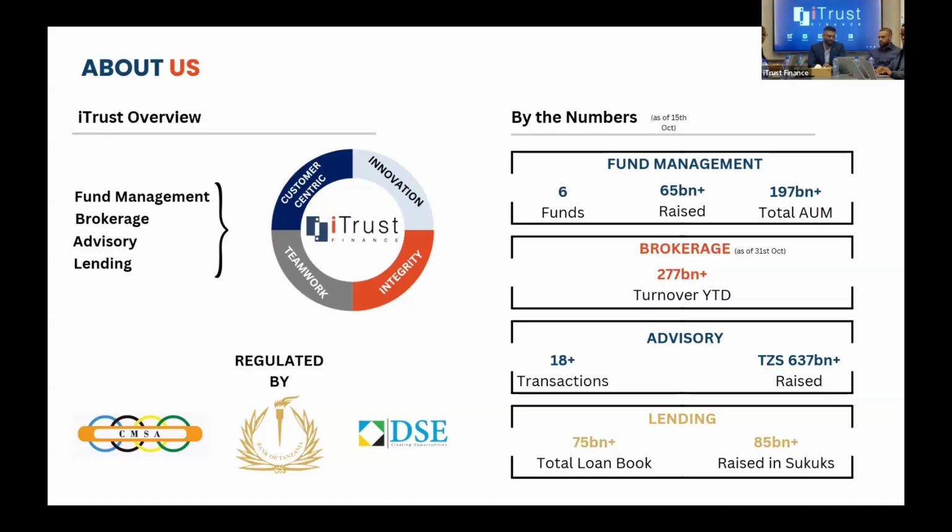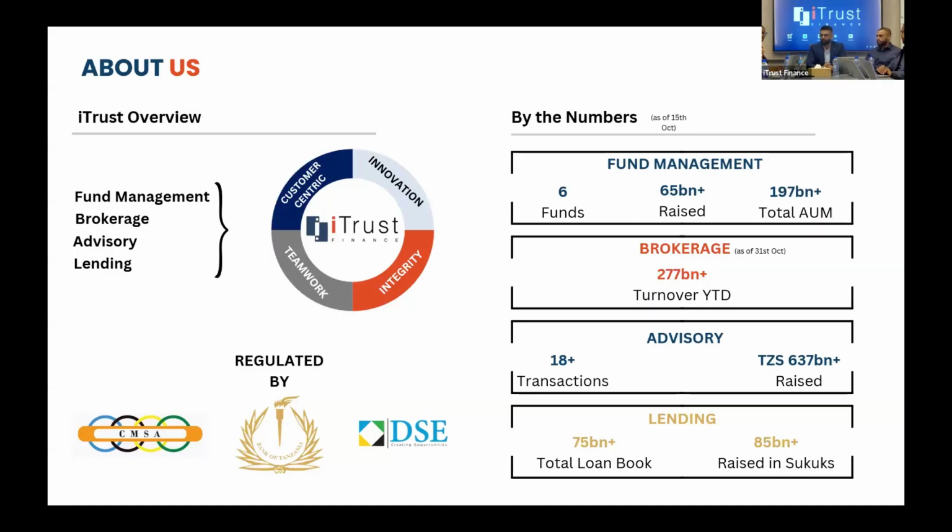On the lending side, we have a lending book of 75 billion plus. And in the lending book, we also have a product, a sukuk that we raised for iTrust and Iman, which is our Islamic window, of 85 plus billion Tanzanian shillings over the span of 4 to 4.5 years.